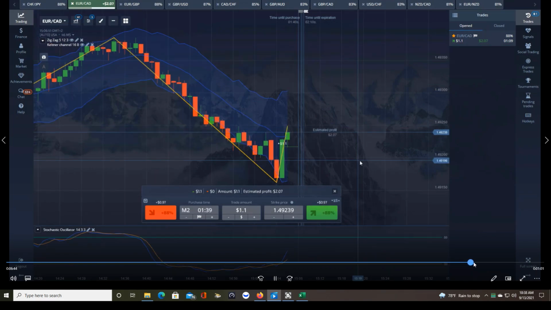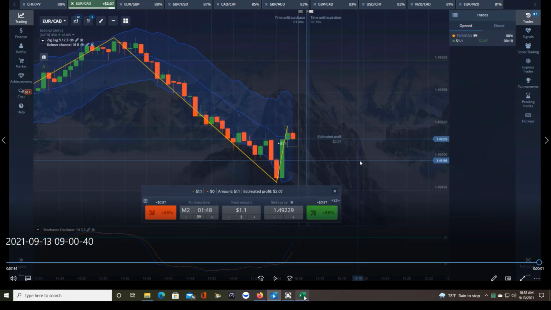This trade ends up losing. And again, because of the way this thing lags at the end of the video, it just cuts off before the trade ends, but it did lose. And I'll show you that on my spreadsheet.